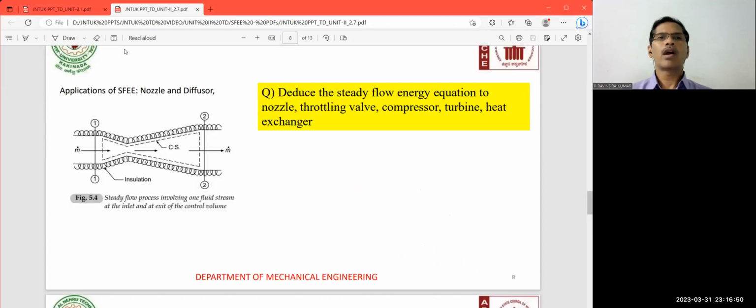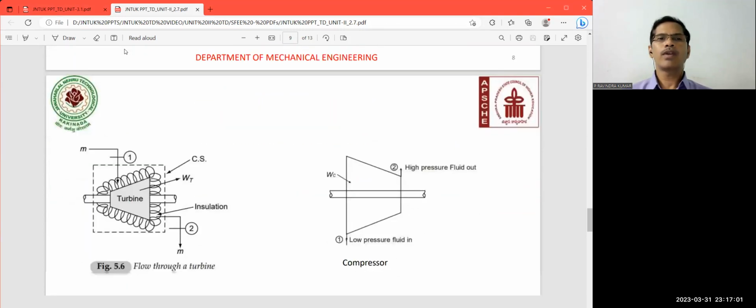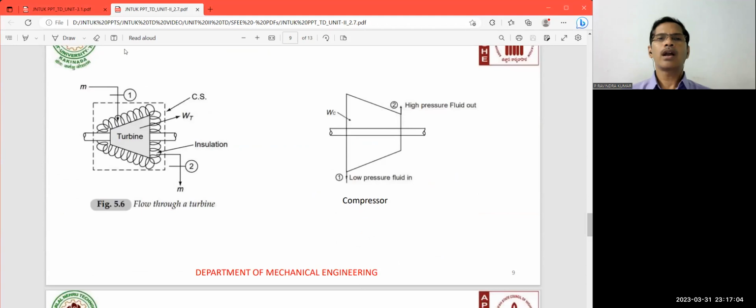The nozzle is nothing but a device which increases the kinetic energy of the flowing fluid. The diffuser is a device which increases the pressure energy of the flowing fluid. In the same way, there are the turbine and the compressor. When you apply the steady flow energy equation to the turbine, you get the work output, which is H1 minus H2. That is the positive work output.